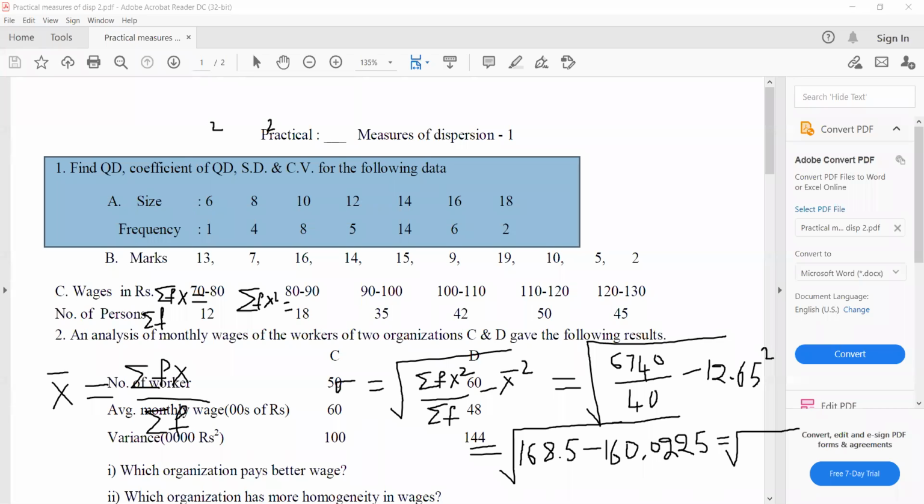And then we need CV. CV is coefficient of variation, given by standard deviation divided by arithmetic mean into 100. So here that will be equal to 2.9116 divided by mean 12.65 into 100. Take your time, do the computations, verify the answer.